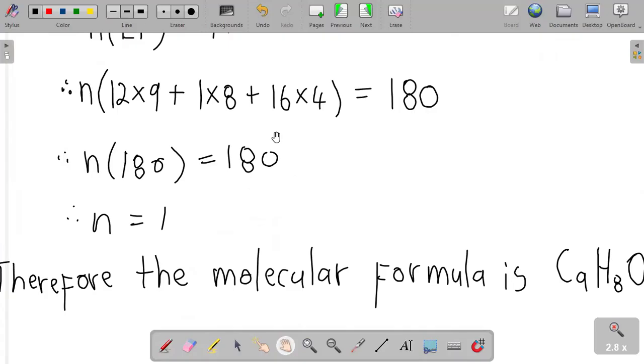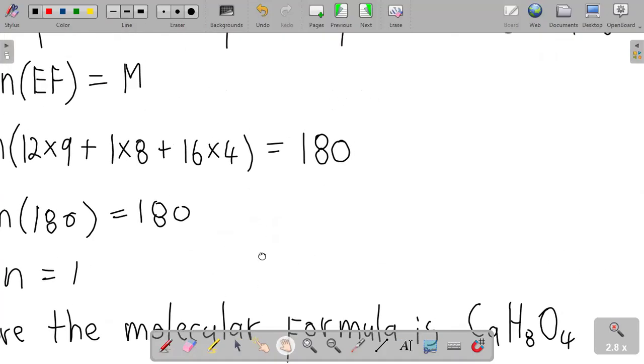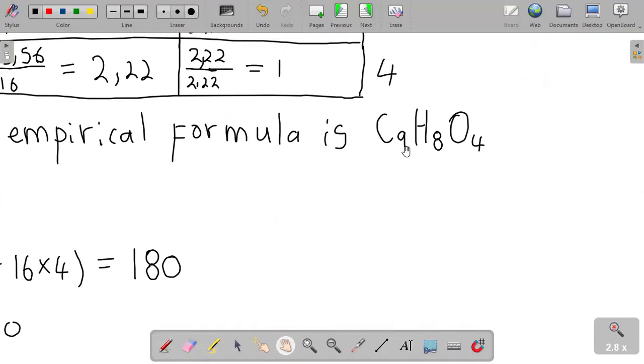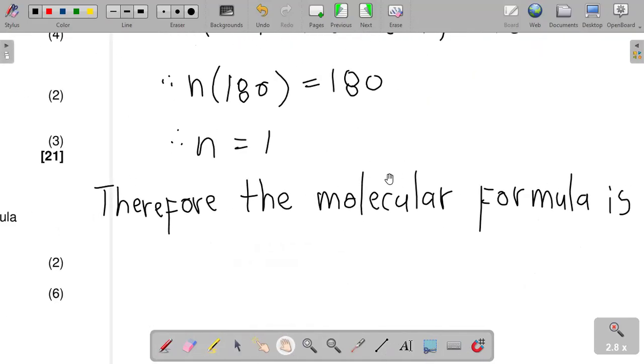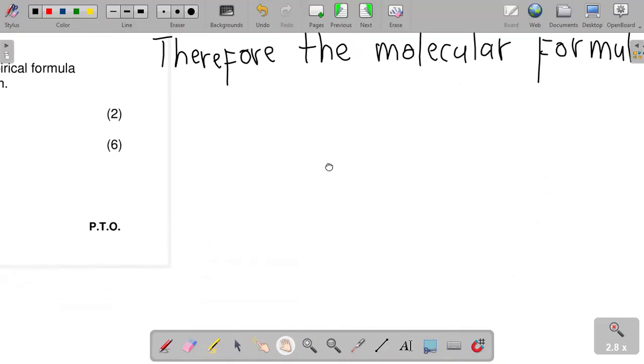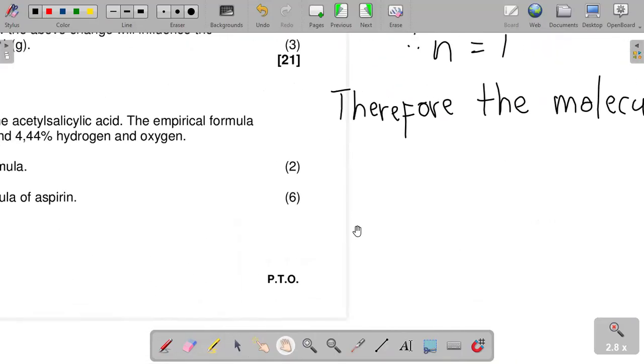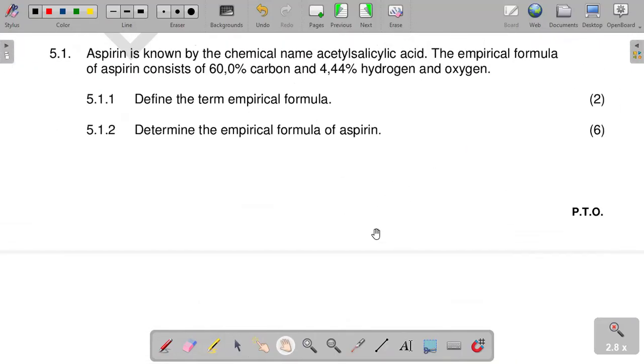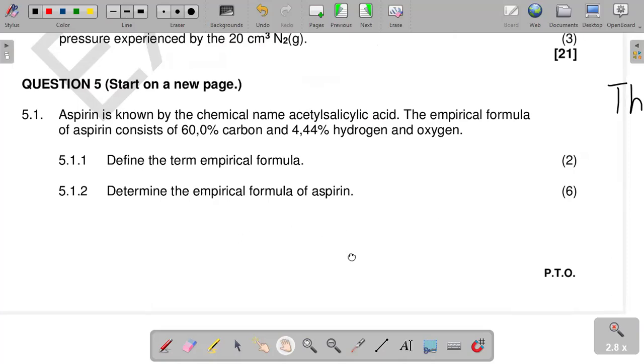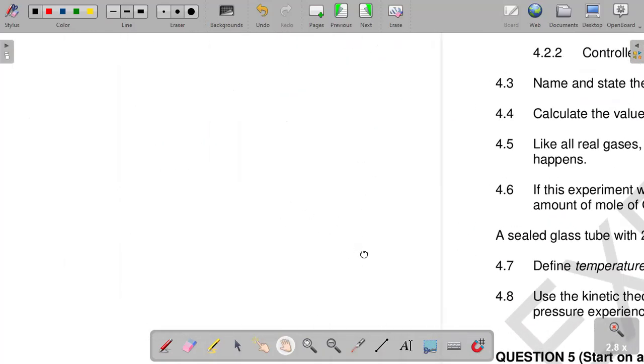We divide 180 by 180. We take the 180 here, we divide it by the other 180. So our n is 1. So 1 does not make a difference. If you multiply by 1 everywhere, it doesn't make any difference. Okay. So now, yes, we can move on to 5.2 now.